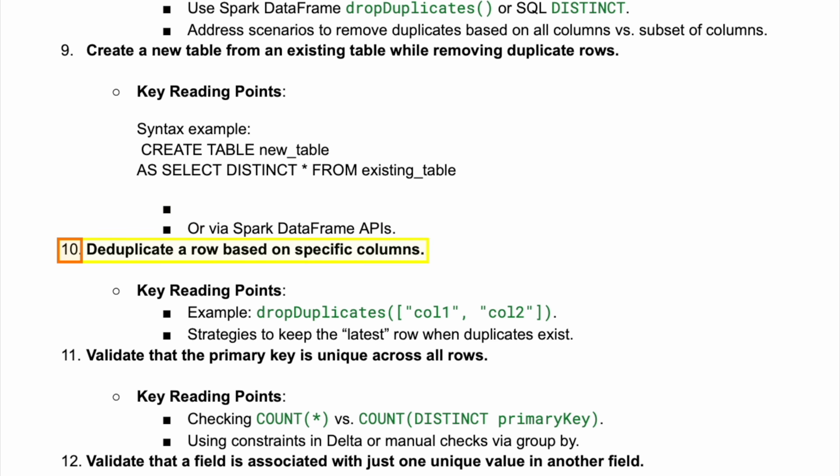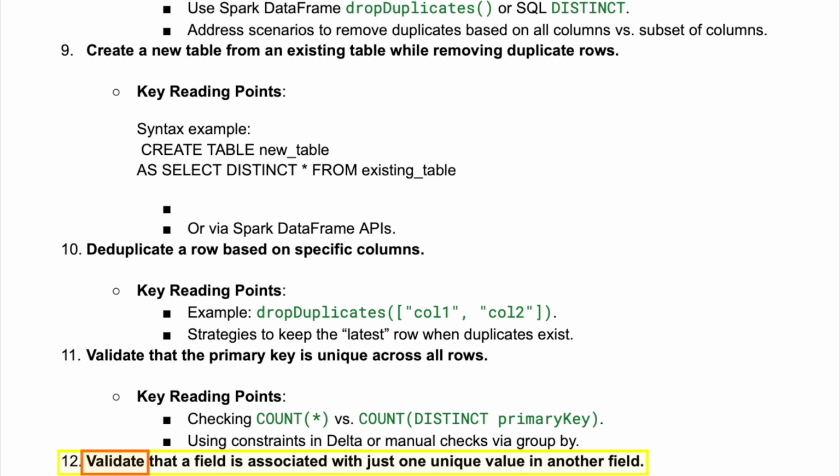10. Deduplicate rows based on specific columns. Key reading points: example, dropDuplicates on selected columns. Strategies to keep the latest row when duplicates exist. 11. Validate that the primary key is unique across all rows. Key reading points: checking count(*) versus count(DISTINCT primary key). Using constraints in Delta or manual checks via GROUP BY.